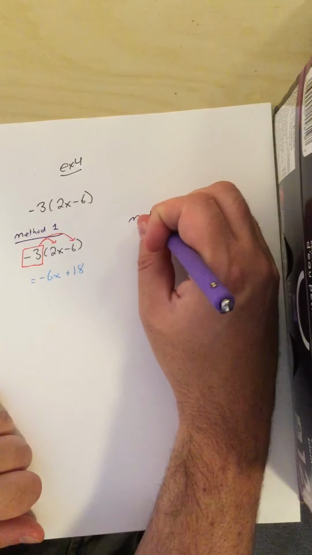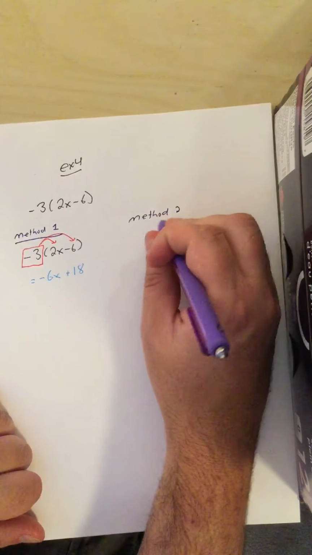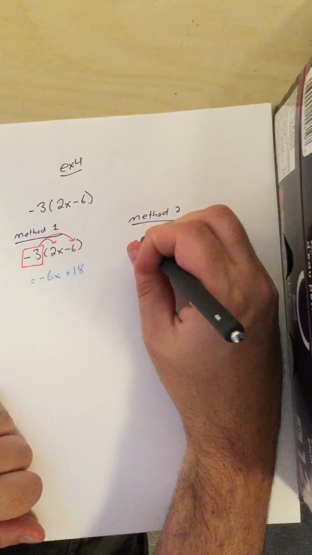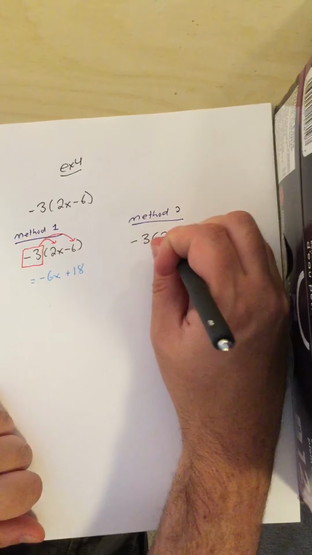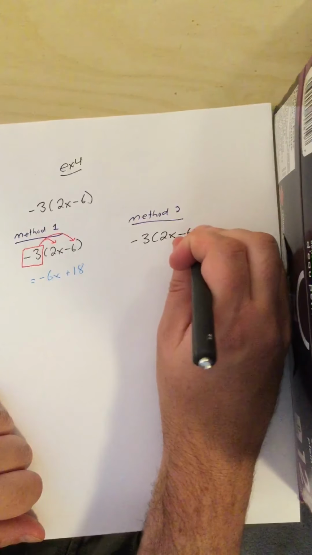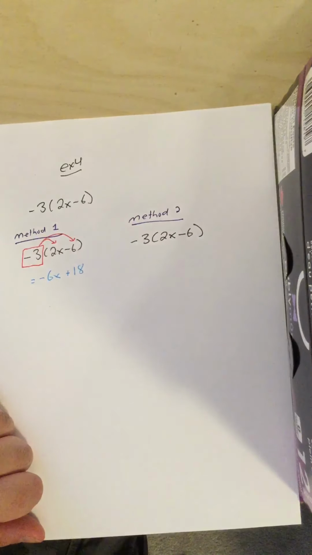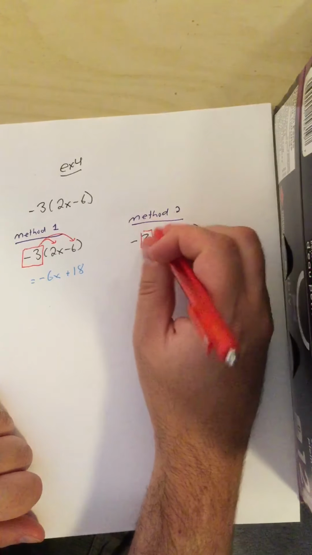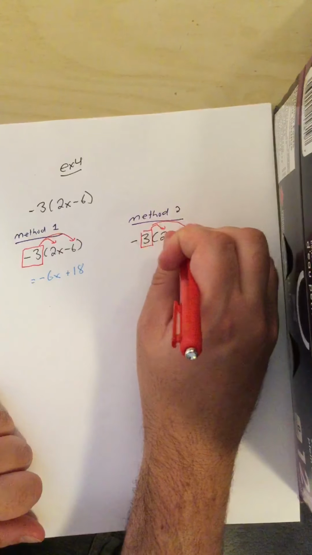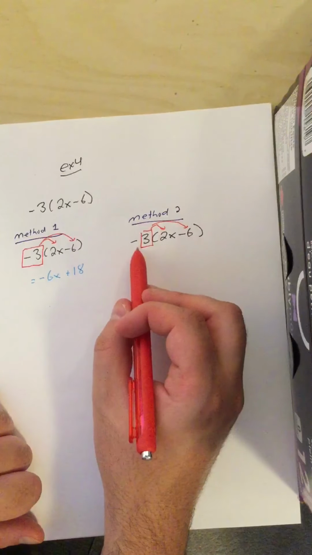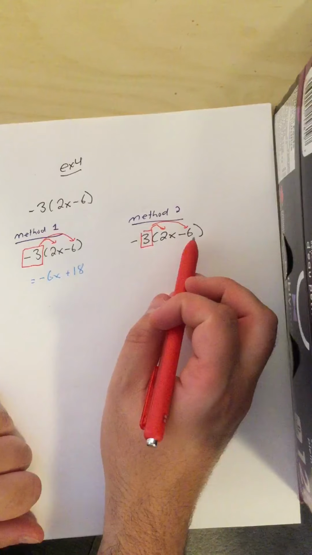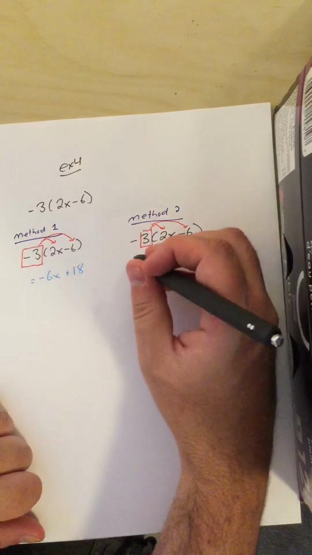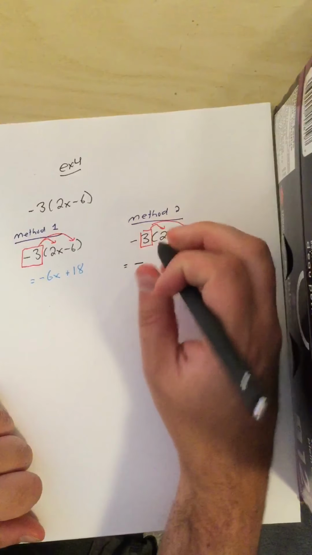Now there's also a method 2 way of doing it. You could do either way, it's going to work. You're not stuck one way or the other. So minus 3 times 2x minus 6. What we could do instead is multiply just the 3 in. Now the difference with this one is that since the negative is also multiplied by the bracket, we actually can't get rid of the brackets yet. So what's going to happen is we're still going to have the negative.